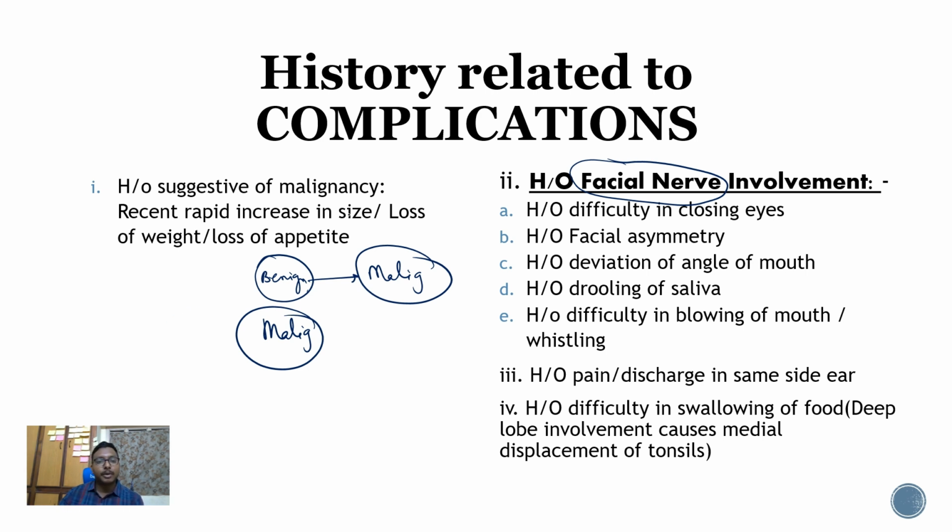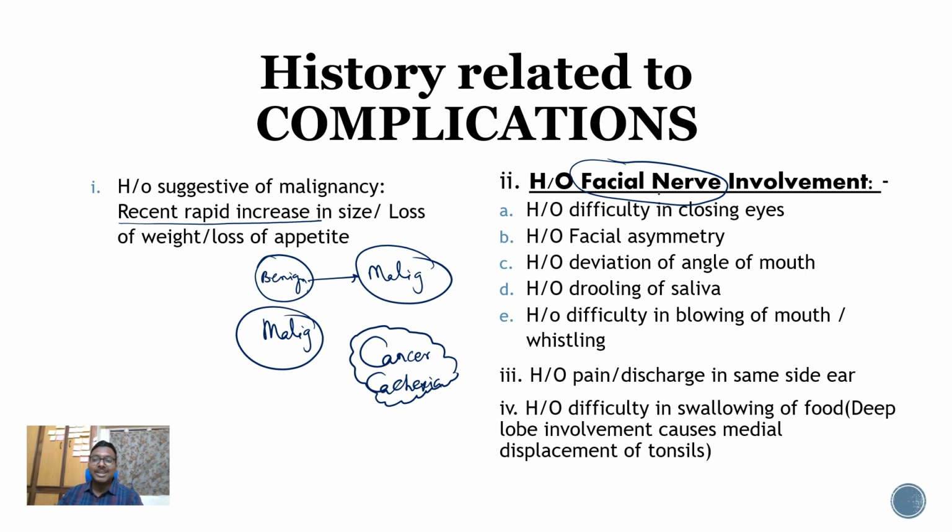So how do you know whether it could be a malignancy or not? One important question we need to ask regarding this transformation of benign into malignancy is recent rapid increase in size. Along with that, the general malignancy constitutional features like loss of weight and loss of appetite, which is called cancer cachexia. Malignancy releases certain cytokines which suppress the appetite. Because of the loss of appetite, the patient will be losing weight also. Right? These are the classical constitutional features of malignancy. This is one important thing we need to understand.